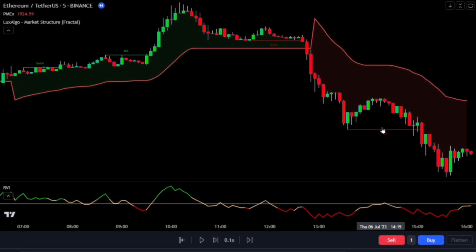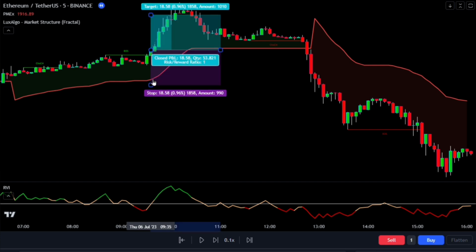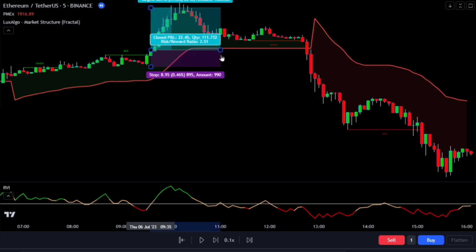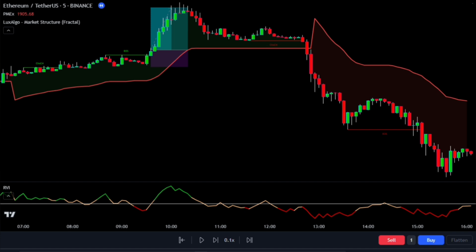When the break of structure signal is colored in red, it tells us that we might be in a bearish market, indicating a good time to consider a short position. On the other hand, if the break of structure signal is colored in green, it means we could be in a bullish market, suggesting a favorable time to think about a long position. By following these rules, we can make more informed decisions and navigate the market with confidence.